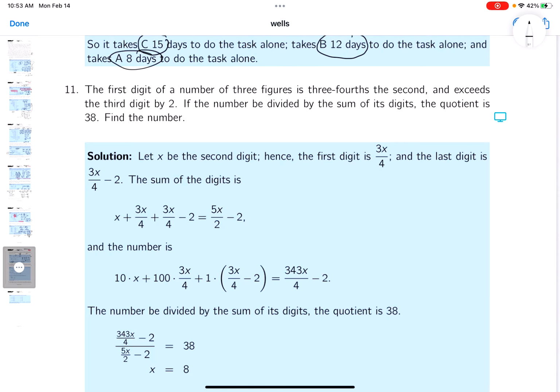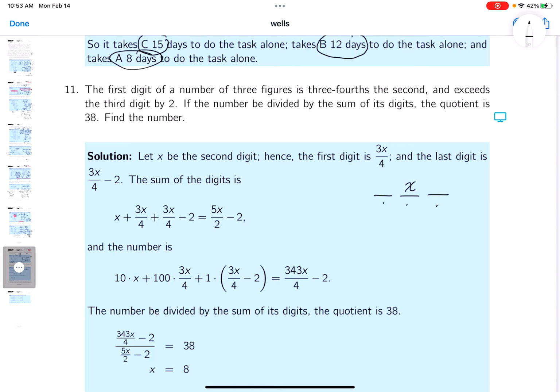All right. So it's the first digit of a three figures. Okay, let's put this over here. It's three figures. First digit, second digit, third digit. So it says the first digit of a number of three digits is 3/4 the second. So I'm going to say the second digit, I don't know what it is, it's X, and that digit could be like 0, 1, 2. Actually, it can't be 0 because they're talking about the first digit being 3/4 of it. It would just be a 0.